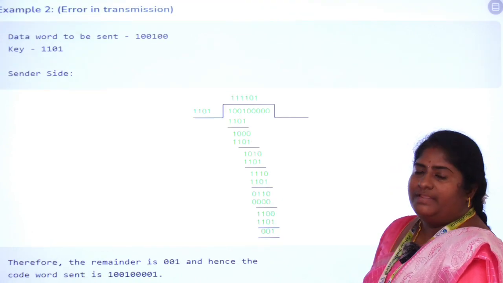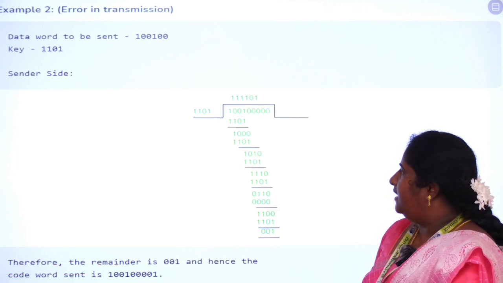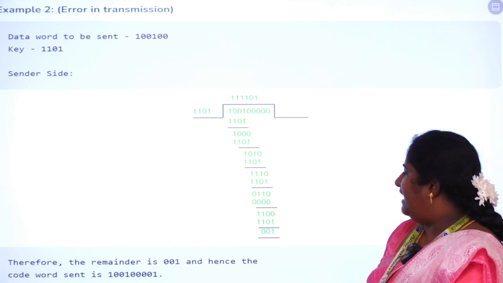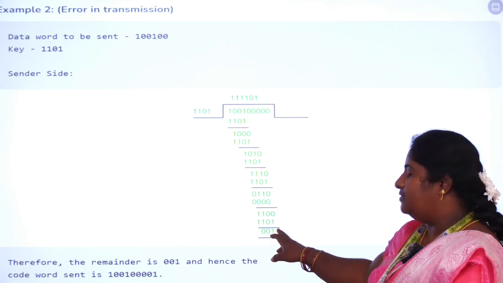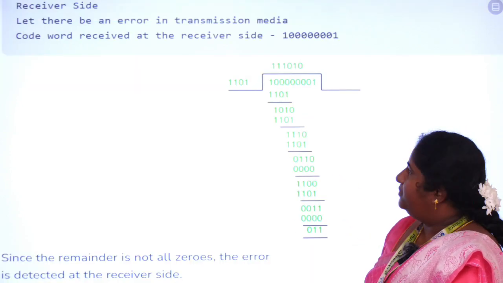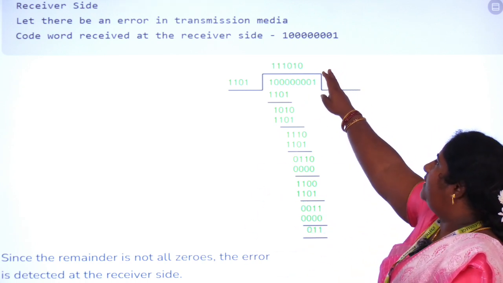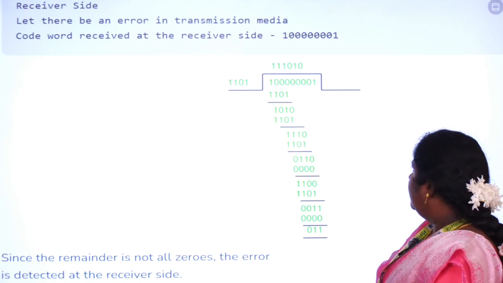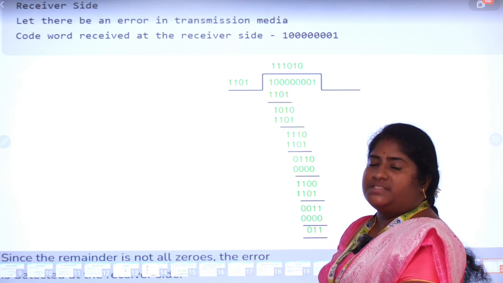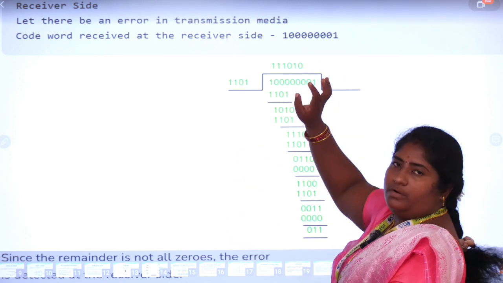In this example we are taking error in transmission. So here the same data set is taken and the same key is taken. The data has been divided with the same methodology as before, and we got the remainder as 001 here. At the receiver side, the value which is received is 100 and it should be 100. So here one value is modified, which has been converted from 1 to 0. So this is a major error that we face here.